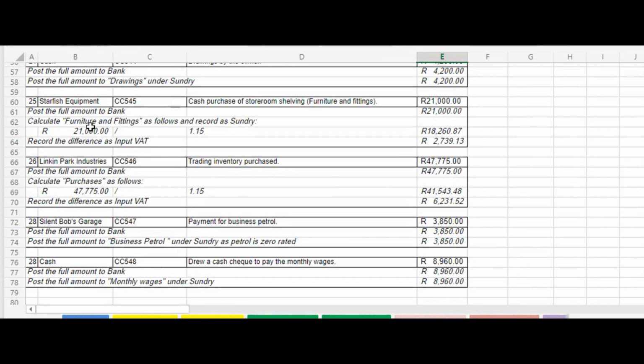The next thing that happened is that on the 25th, we go to Starfish Equipment and we purchase storeroom shelving. They tell us that we don't have an account called storeroom shelving, but we do have an account called furniture and fittings, and we must post that under furniture and fittings. So what do we do? Well, we post the full amount to bank as always. We calculate furniture and fittings. There's no column for furniture and fittings in our journal, so we're going to record it under sundry, divide by 1.15, calculate the amount, and we record the difference as the input VAT.